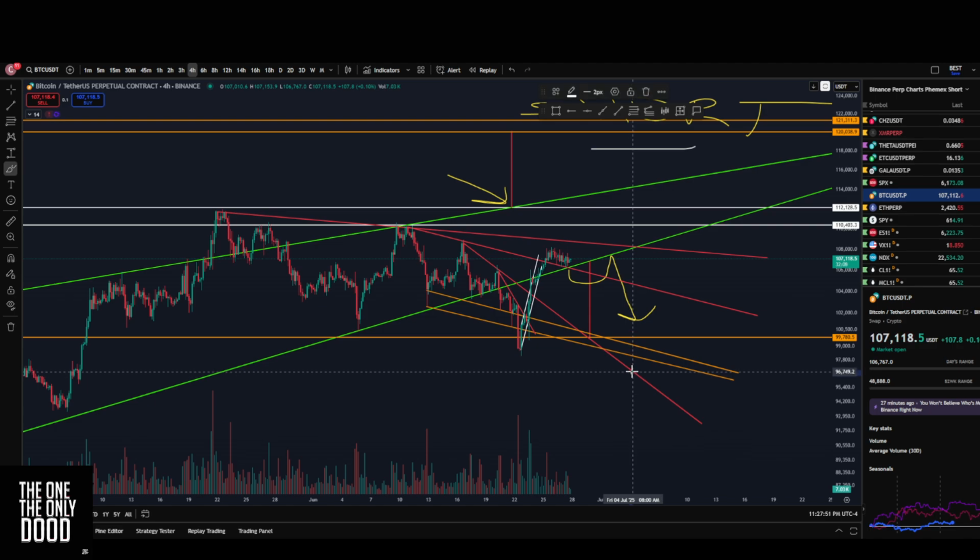But I would say anywhere between 96,750 back to the previous low, which is 98,280, or anytime it hits this red line, which would be 96,835. Those are the targets you want to long.